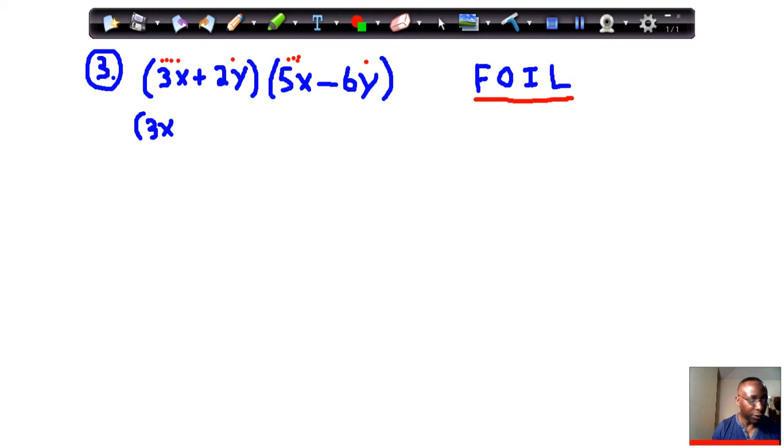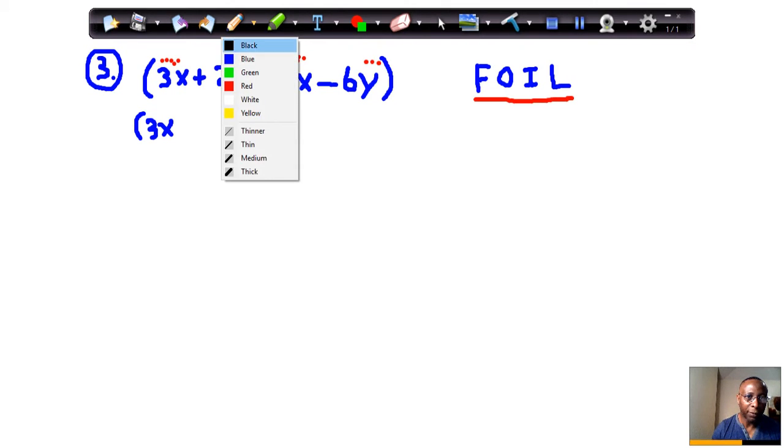Because I got out of order, I'll do it again. Outer. Outer would be this one, see? And the 6y is an outer, you see? Inner would be this one. And this is an inner, you see? Term. And last. This is a last of this expression, you see? And this is a last. Okay, so now let's distribute them down here.